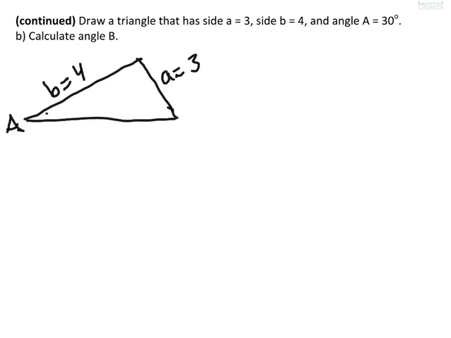Angle A in here is 30 degrees. We don't know side C, we don't know angle C, and we don't know angle B. First, I'm going to calculate it for this triangle here.